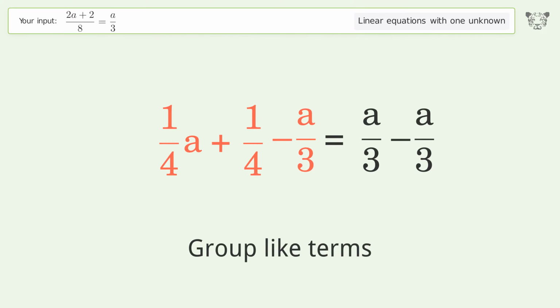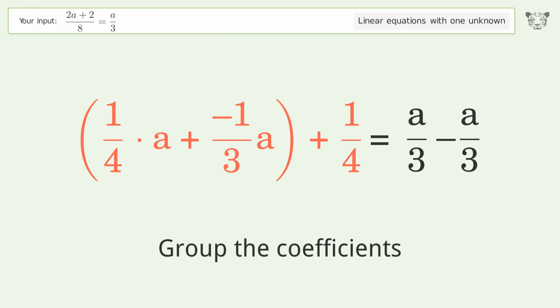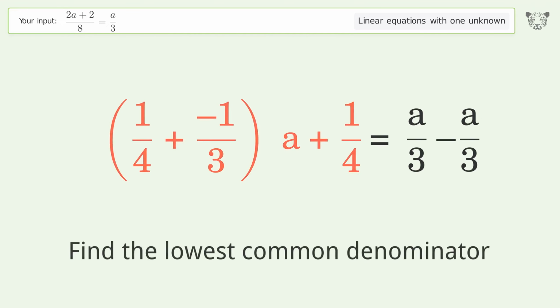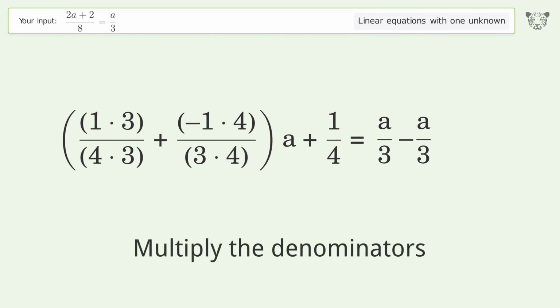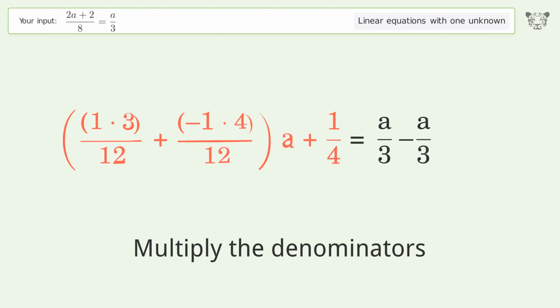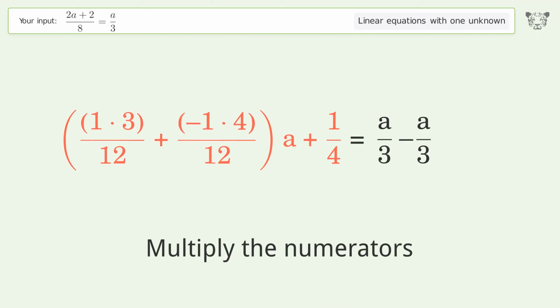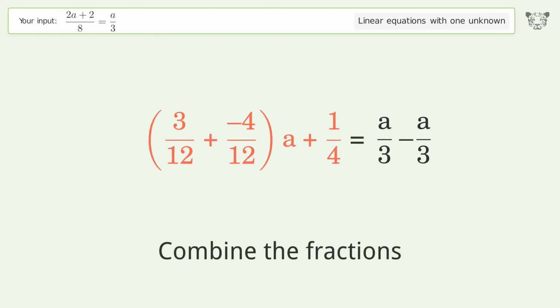Group like terms. Group the coefficients. Find the lowest common denominator. Multiply the denominators. Multiply the numerators. Combine the fractions.